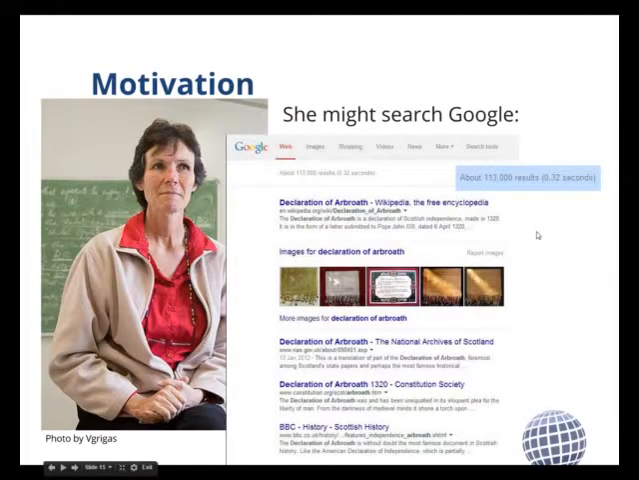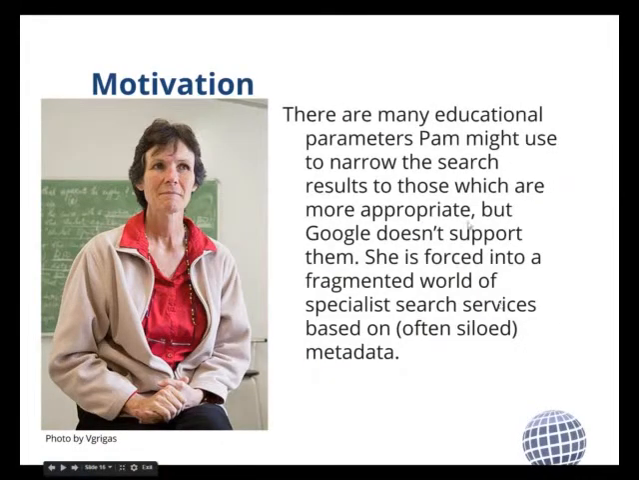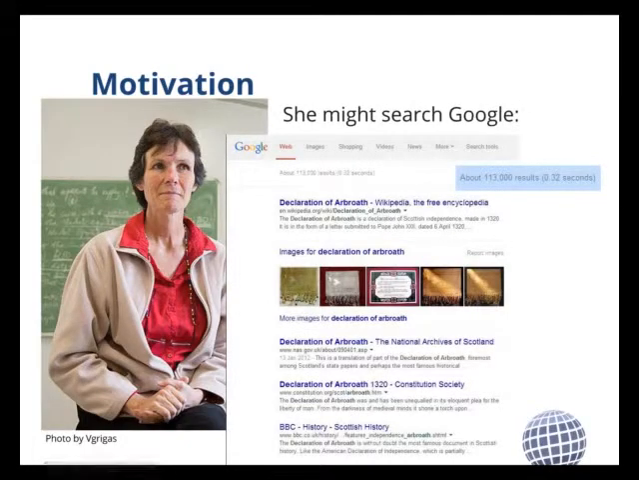She might search Google, and she'll find an awful lot of very useful information resources about the Declaration of Independence. But some of these she would already have known about. You probably don't need Google to find the Wikipedia page on the Declaration of Independence. Others are resources that, while they've got very good information, won't be targeted at her specific students.